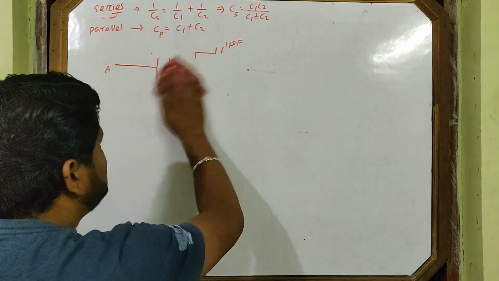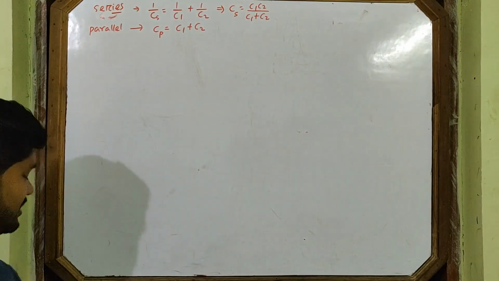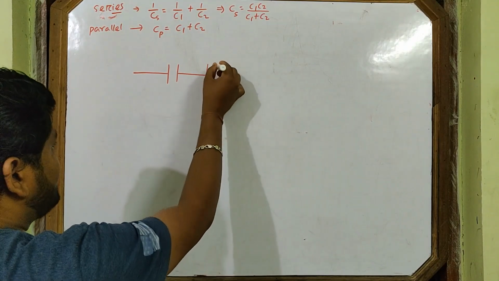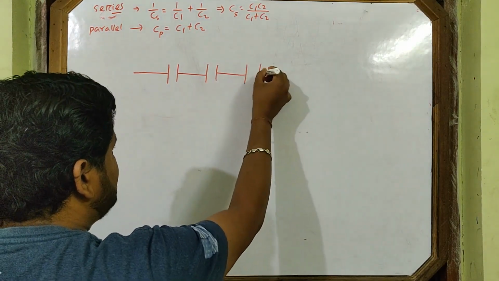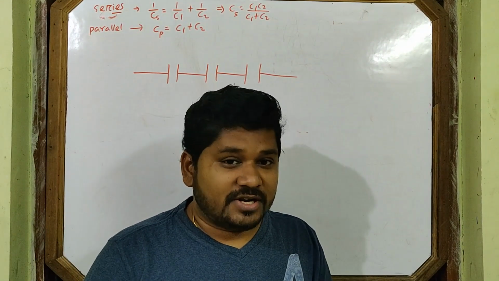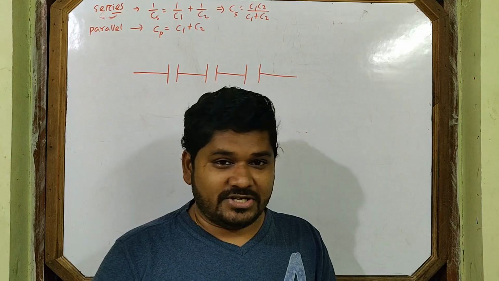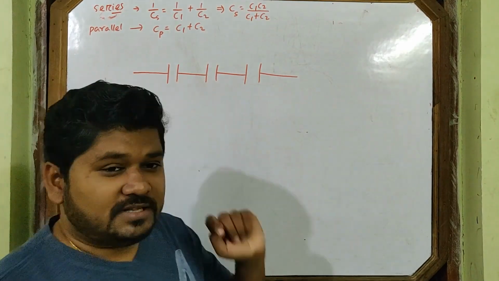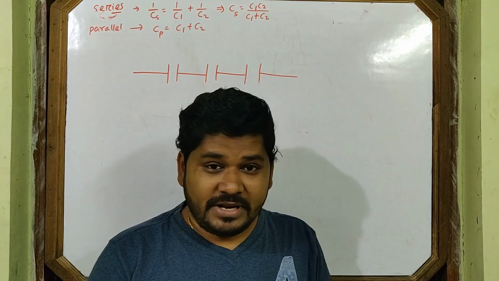Now we'll go to the next connection. Now see this one. If the connection is like this, then what is this connection? This connection is a series connection. Okay, because one, then another, then another. This is a series connection, very clear.